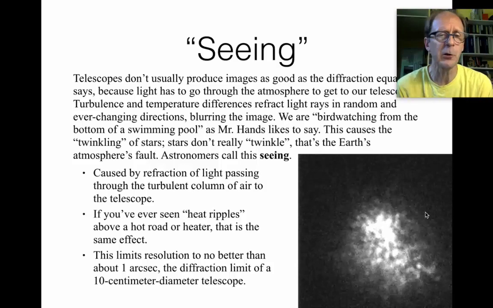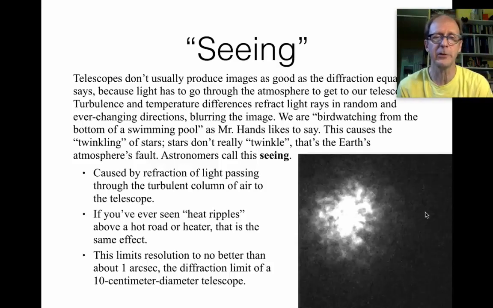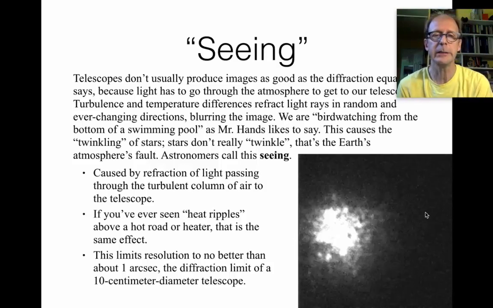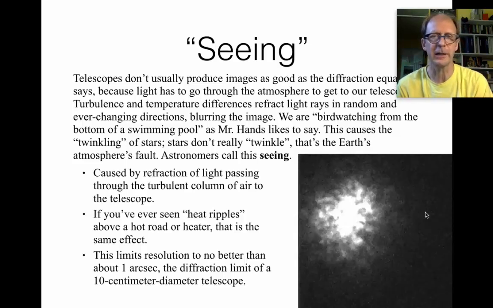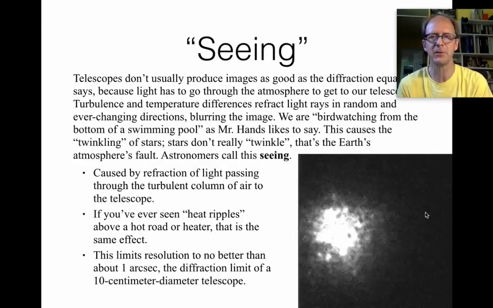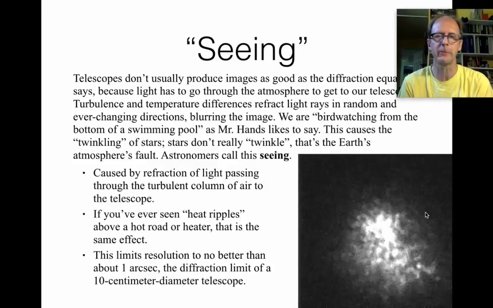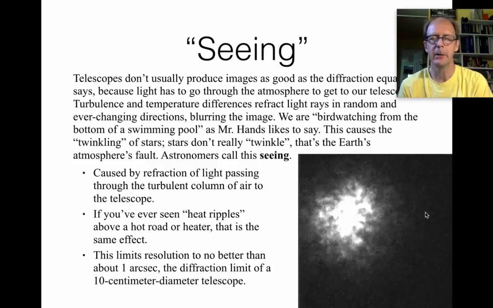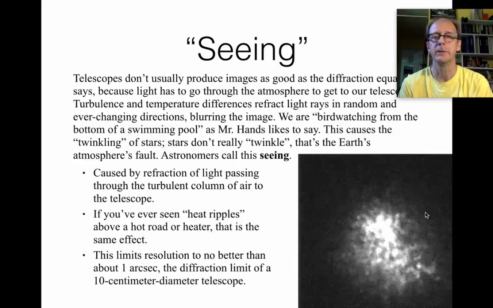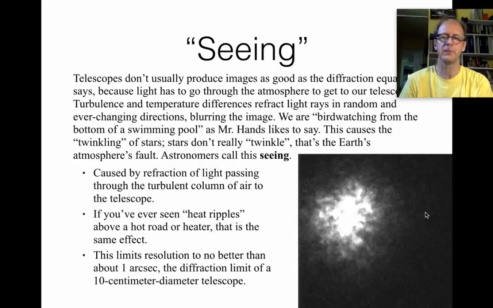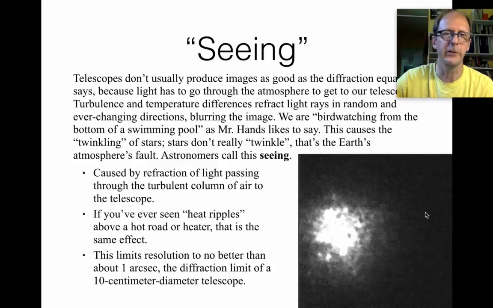With our telescopes in the Earth's atmosphere on the surface of the Earth, generally we are limited to a resolution of about 1 arcsecond or so. At the very best observing sites, you might get a half or a third of an arcsecond. But 1 arcsecond is a good ballpark number for the resolution of a telescope on the Earth's surface due to turbulence in the Earth's atmosphere.